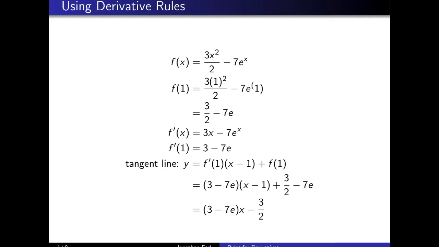We know what f prime is. It's 3x minus 7e to the x. f prime at 1 is 3 minus 7e. So then we'll stick all of this into our tangent line equation: f prime of 1 times x minus 1 plus f of 1. And that gives us 3 minus 7e times x minus 3/2 for the tangent line.